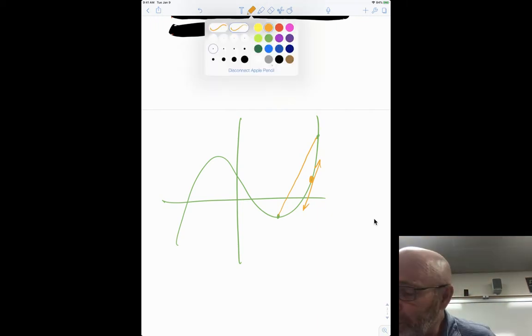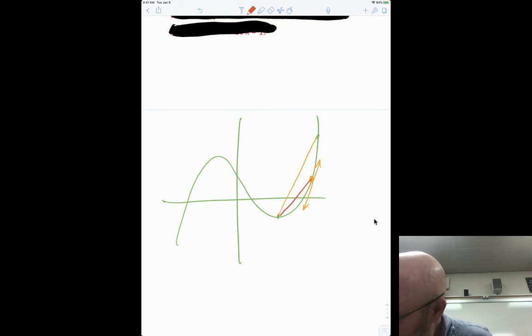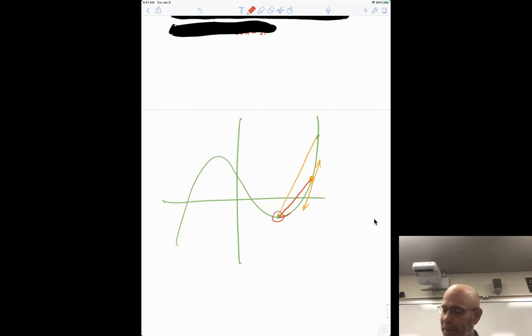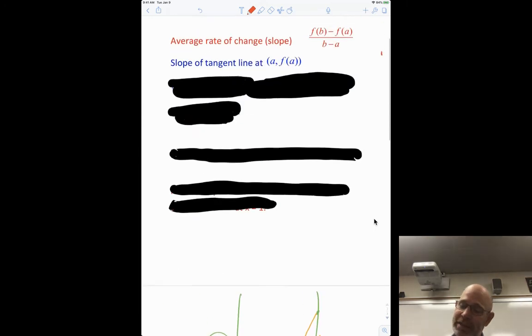Let me change the color. We'll go red here. I could also use that line. You're going to think that slope's not as good, which it's not for sure. However, if I take this point here and start moving it, and continue to find those slopes, they're going to get closer and closer to the slope of the orange line. So we're going to use a limit. The basic idea is if this point gets closer and closer to that point, then that red slope is getting closer to the orange slope.